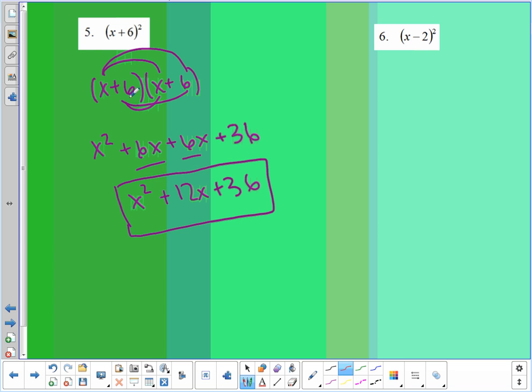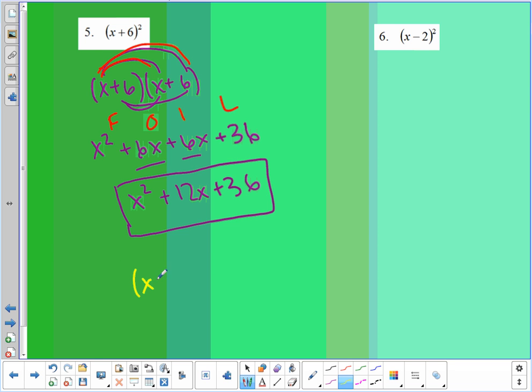Okay, and you can see again, I have those two sets of distribution. This first term needs to go to both parts behind. This last term needs to go to both parts behind. We can call it FOIL to help us stay organized. First, outside, inside, last.